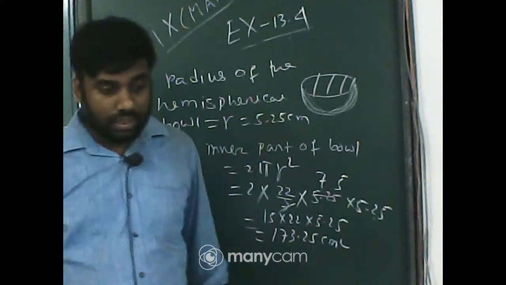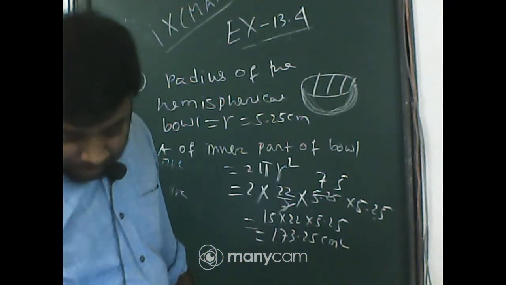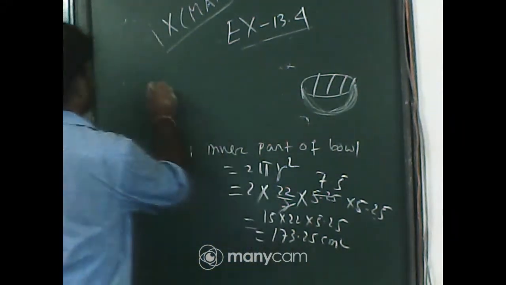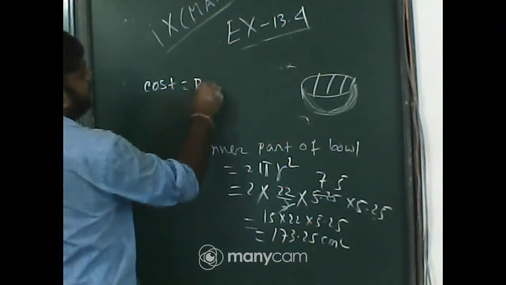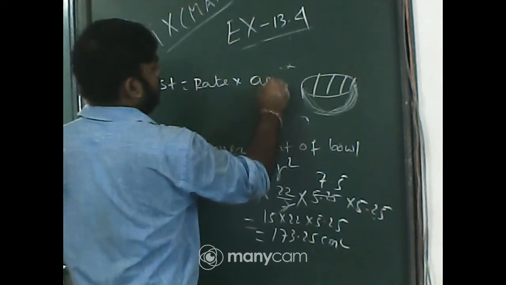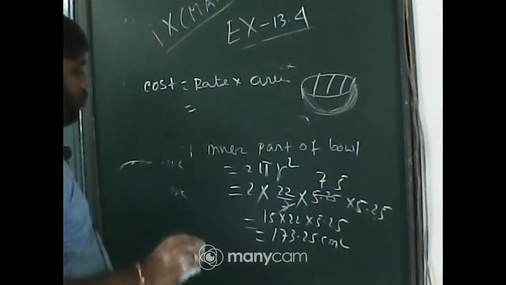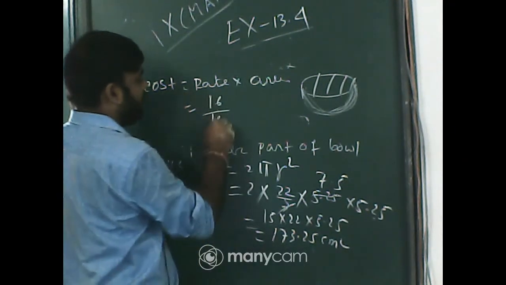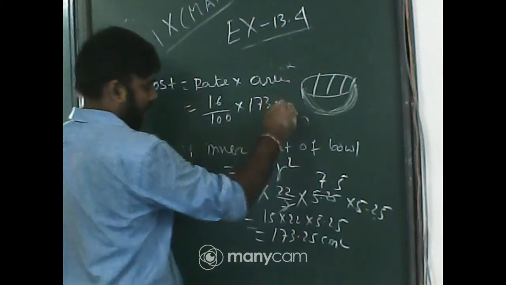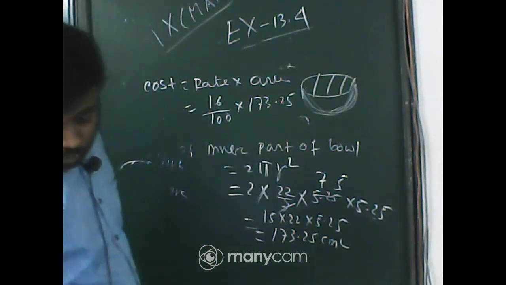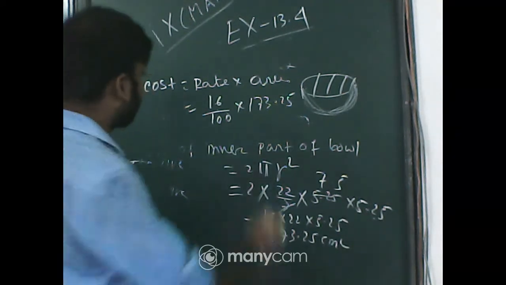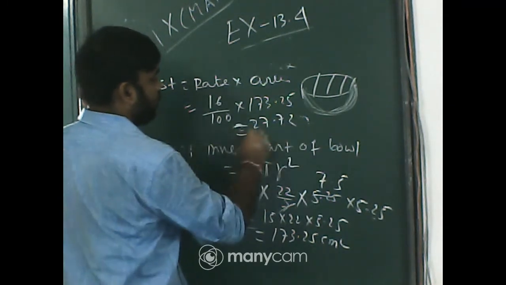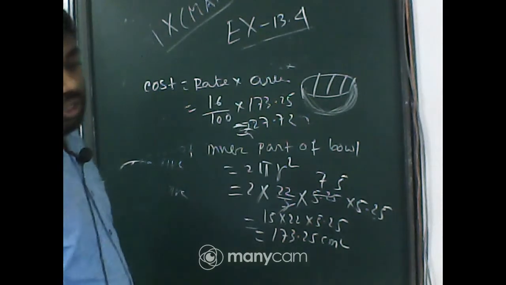Cost of tin plating is 16 per 100 meter square. So cost equals rate into area, so the rate is rupees 16 per 100 square centimeter. So 16 by 100 into 173.25, you will get 27.72 rupees. 27.72 rupees will be needed for tin plating.